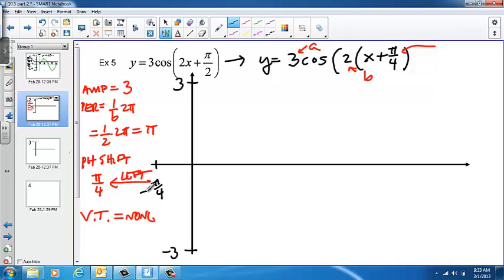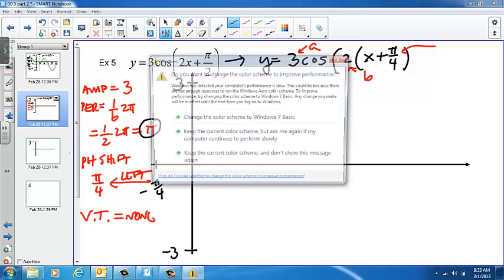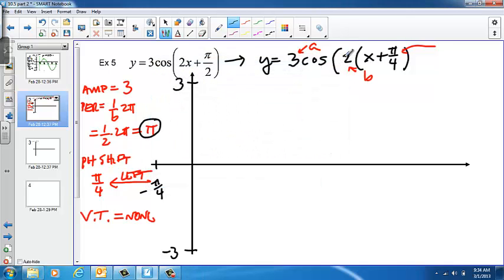Negative pi over 4. And if we are going to complete one full cycle, it's going to take an interval of pi units to complete one full cycle. So if you started at negative pi over 4 and add pi to negative pi over 4, you get to 3 pi over 4. So from negative pi over 4 to 3 pi over 4, that's an interval that is pi units long.